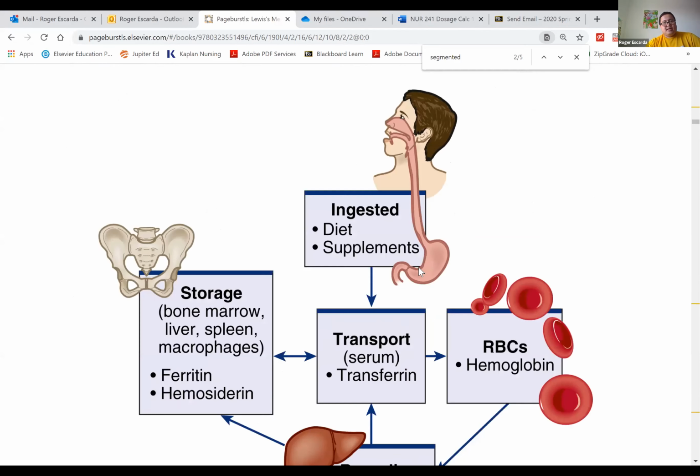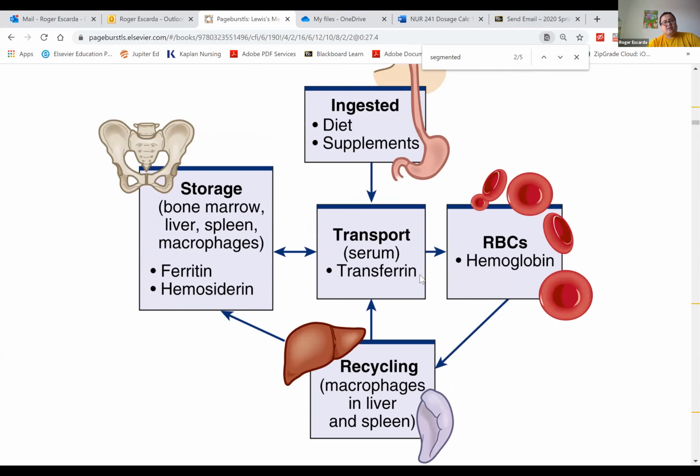When we talk about anemia, there are generally three causes that can lead to anemia. One, which is the most common, is a decrease in the production of red blood cells. Second is an increase in red blood cell destruction. Third is acute or chronic blood loss.